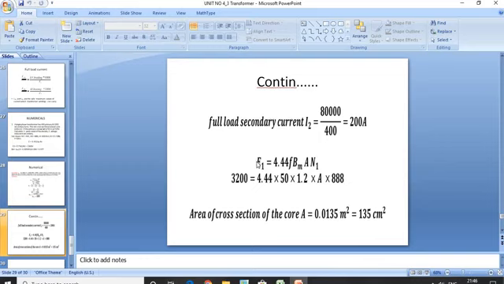And next what we have to find out? We have to find out EMF induced in the primary side. That is E1 is equal to 4.44 F. Now here instead of phi max I am writing B max into area, because we have to find out area of cross section, into N1. So the area of cross section of the core is 135 centimeter square.